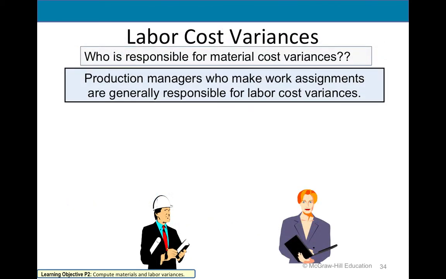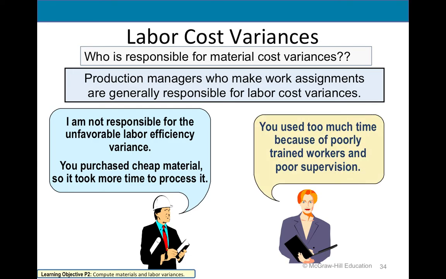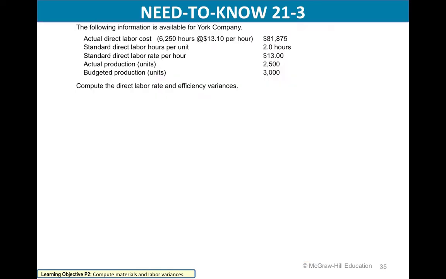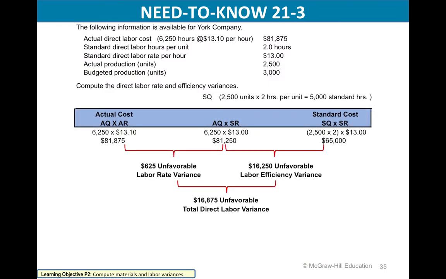Even labor cost variances. Well, the manager says, well, I'm not responsible. You put cheap material that took too long to process. Corporate says you used too much time because of poorly trained workers and now poor supervision. Again, need to know here, just like we've been doing, do an overall chart here. So overall, we'd be concerned here. You get a huge unfavorable variance there.